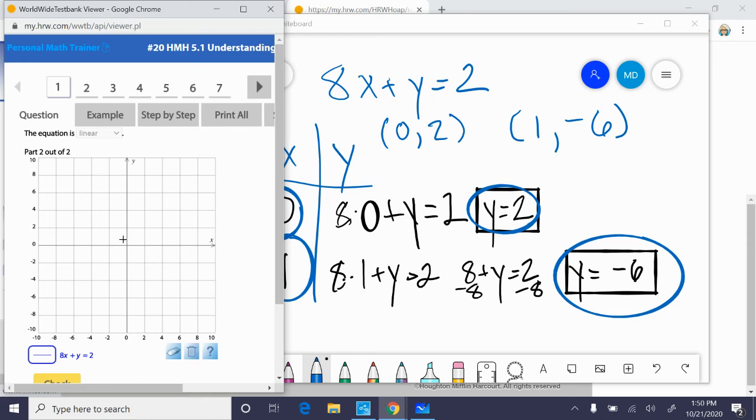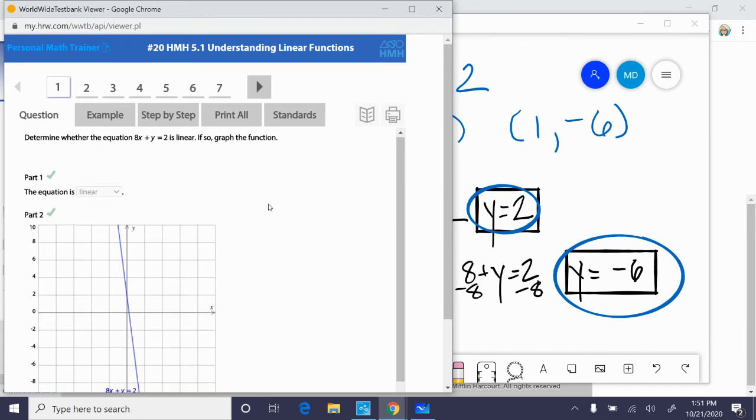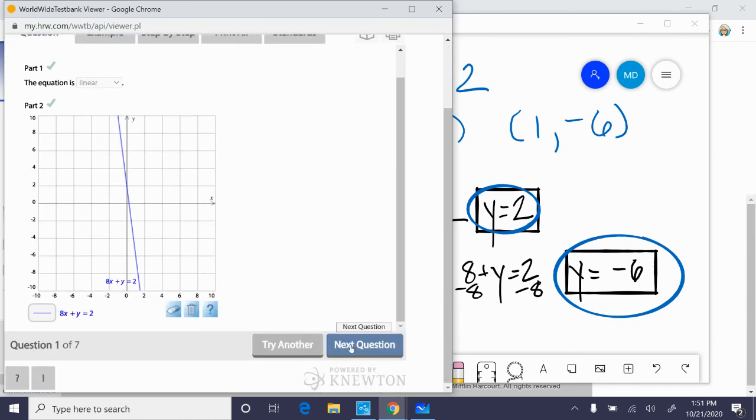All right. So I can click and drag. So 0, 2 to 1, negative 6. 1, negative 6 is going to be right here. So the 2 points that I have are the point 0, 2 and the point 1, negative 6. When I let go, it's going to graph the line for me. And then I can check it. And it says that I did it correctly. Okay, and then we can move on.